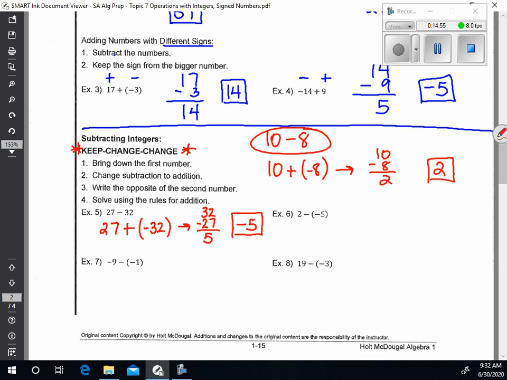Moving forward, example 6, 2 minus negative 5. So keep the first number, change subtraction to addition, take the opposite of the second number, so the opposite of -5 is +5. And 2 plus 5 is relatively simple, 7.